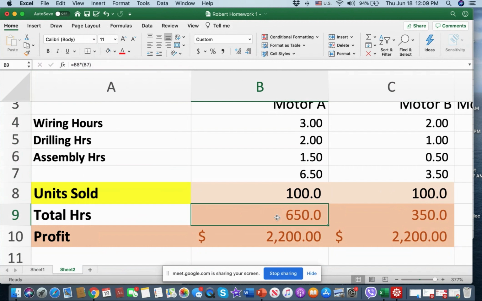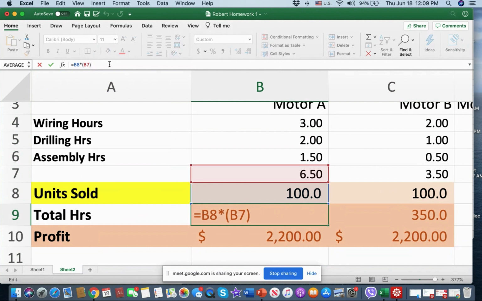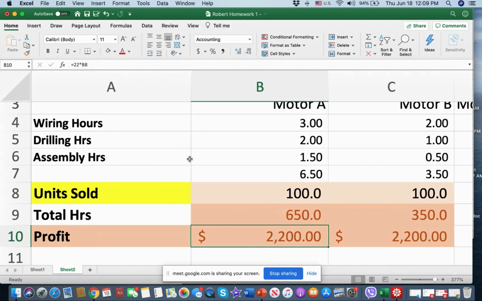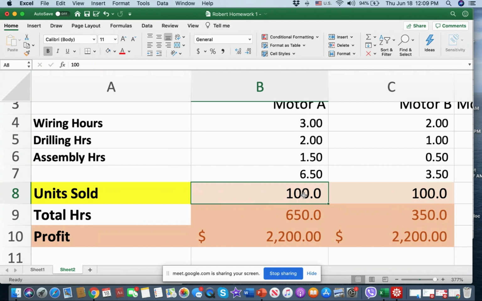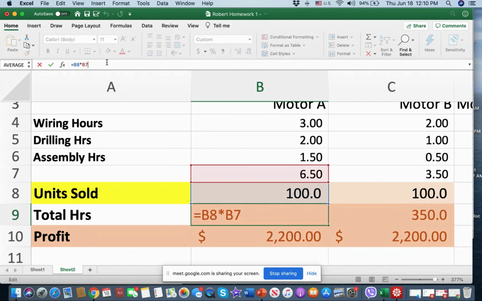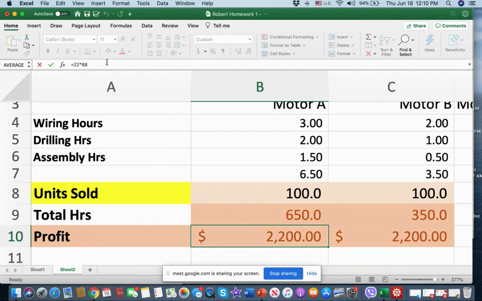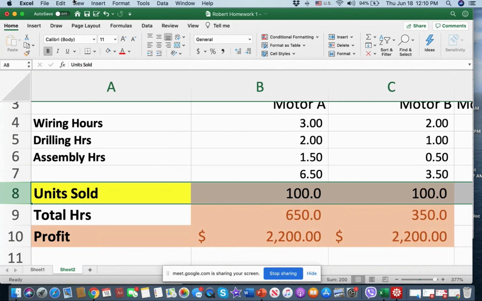Now that I calculated, I have two numbers that are related. Robert here says units sold. So what I have is how many units I sell, multiplied by how many hours I have to produce a unit. Clear, Robert? And I have another problem.